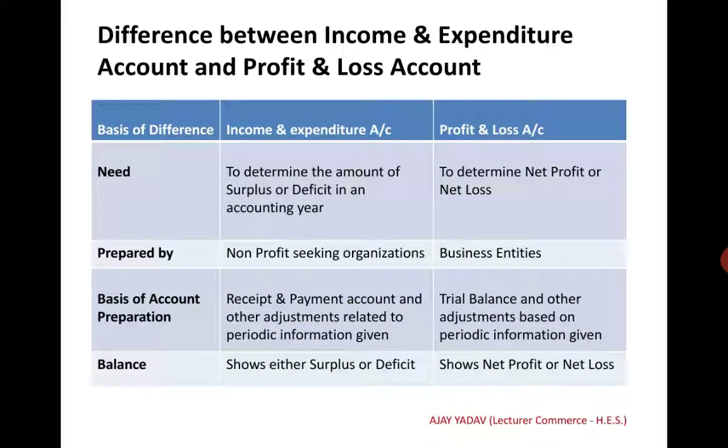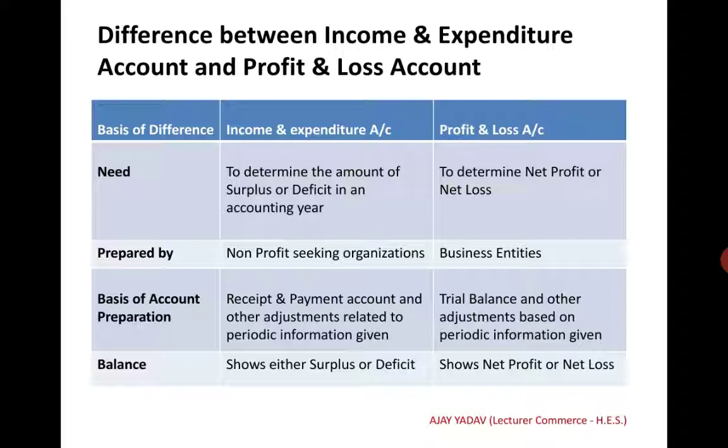Difference between income and expenditure account and profit and loss account. The main objective to prepare income and expenditure account is to determine surplus or deficit in an accounting year, and the main objective to prepare profit and loss account is to determine net profit or net loss. Income and expenditure account is always prepared by non-profit seeking organizations, and profit and loss account is prepared by business concerns.